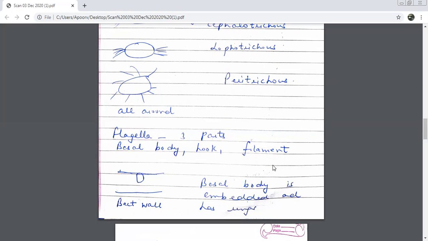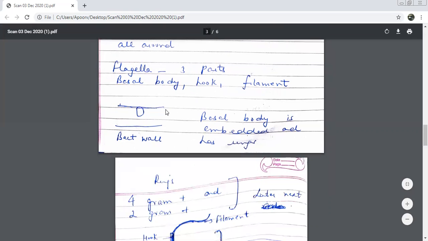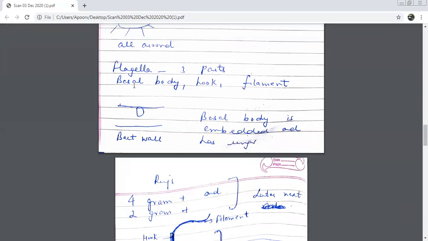Very good. Now, supposing this is the bacterial wall, ये जो दो line हमने बनाया है, this is the wall of the bacteria, or you can say the membrane of the bacteria. Basal body अंदर होती है. This is actually embedded and it has rings. So what are the two things we need to remember about basal body? Basal body is embedded inside the membrane of bacteria.